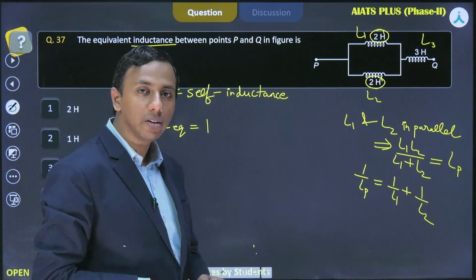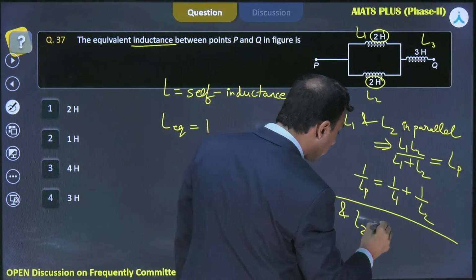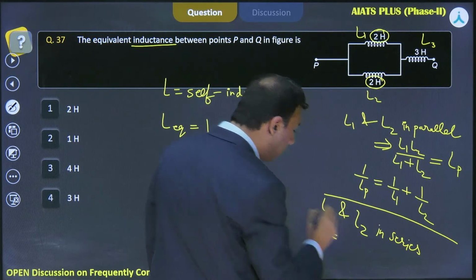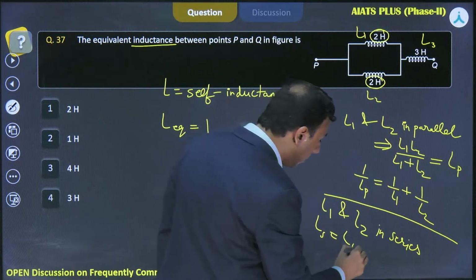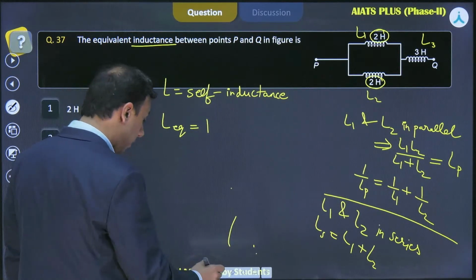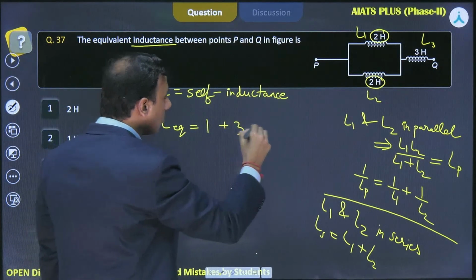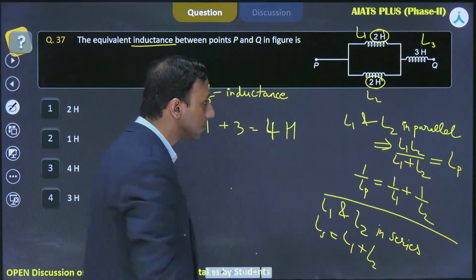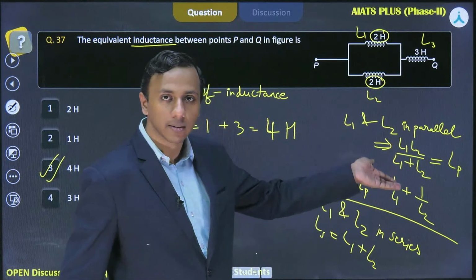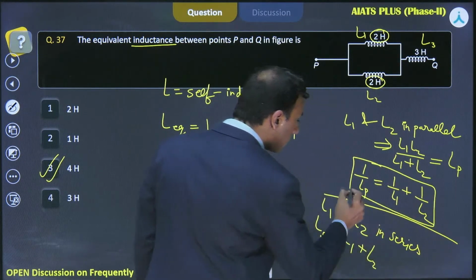Now this inductor and that inductor are in series. So in series combination, if L1 and L2 are in series, then what will be the equivalent? It would be simple addition, just like in resistance, R1 plus R2. So over here, we had 1 Henry, then plus 3 Henry. That's it. 4 is the answer, all right? And these are all from your current electricity chapter. You can just please remember the final expressions, okay?